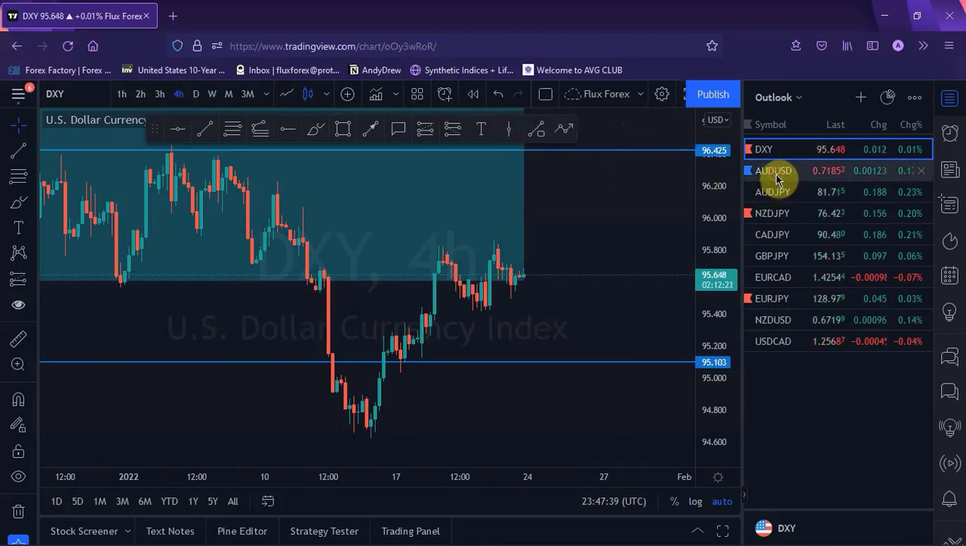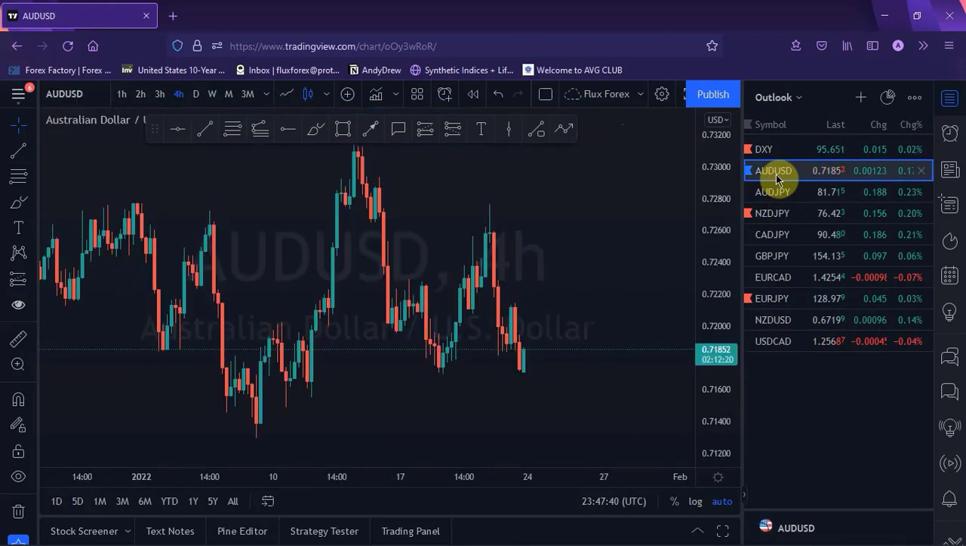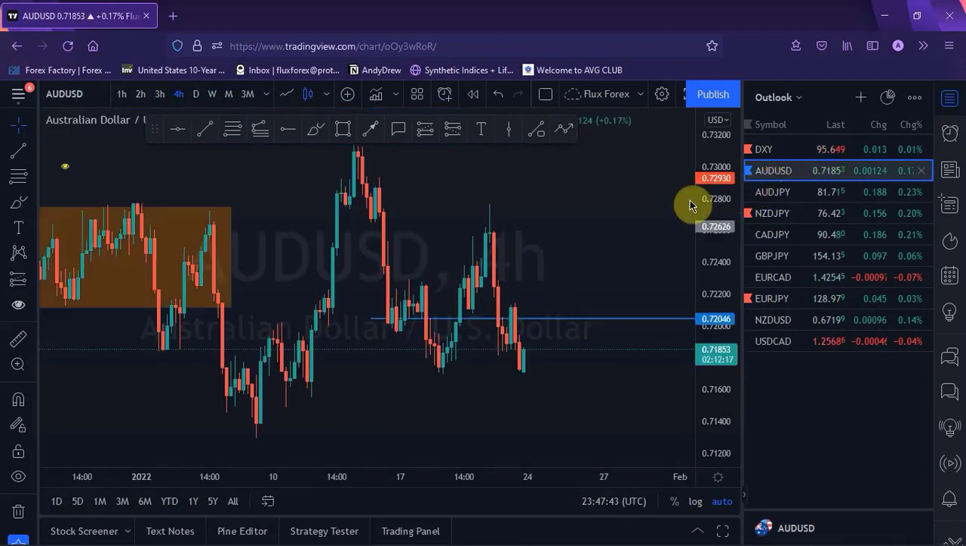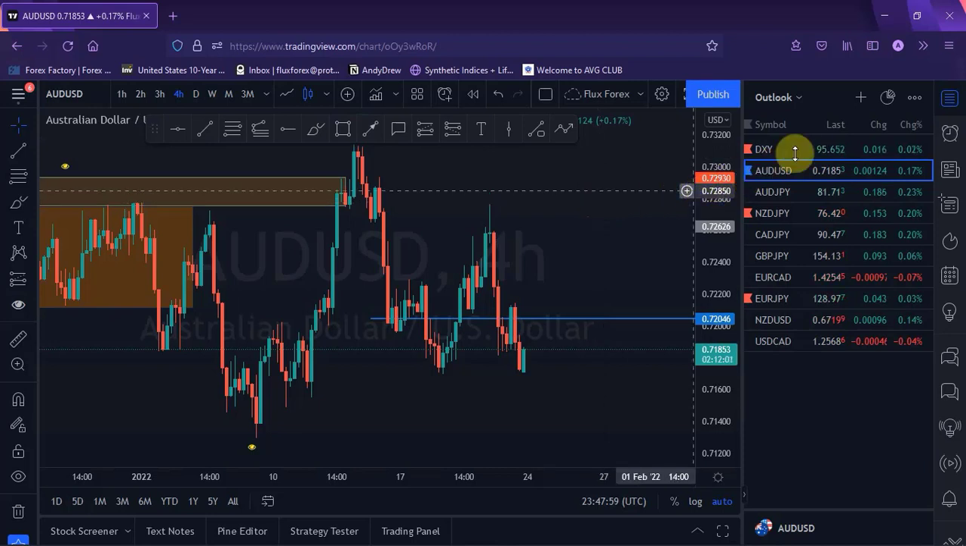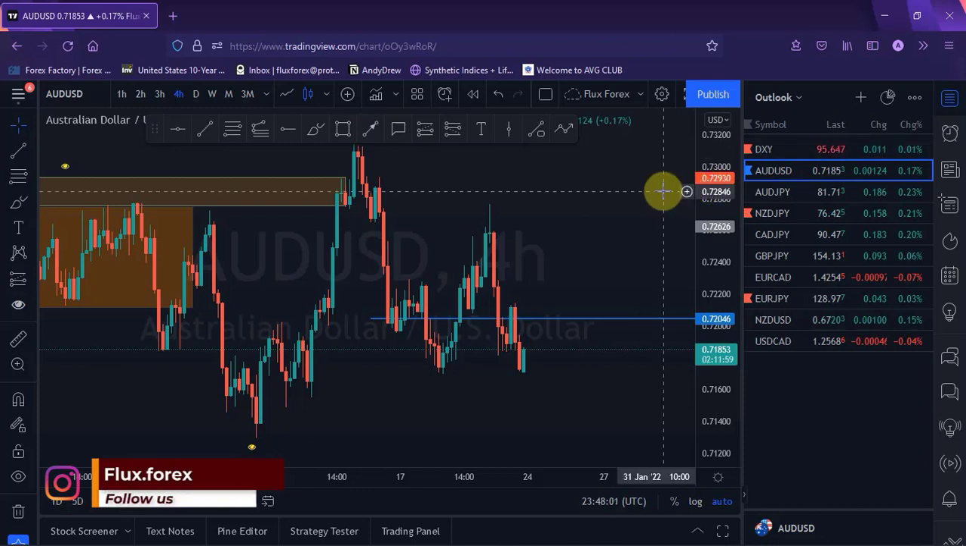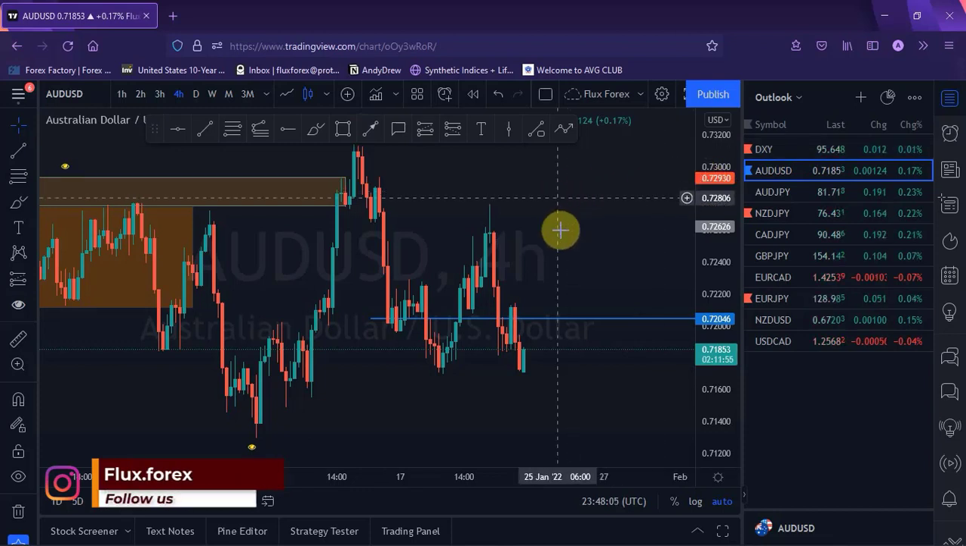Let's look at what is happening on AUDUSD. If I'm expecting the dollar index to move to the upside, then literally I should expect the AUDUSD to move to the downside, because the dollar index and the AUDUSD are negatively correlated. So if I'm expecting the dollar index to be bullish, AUDUSD on the normal should be bearish.